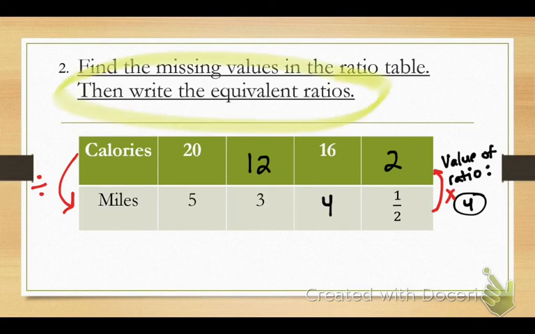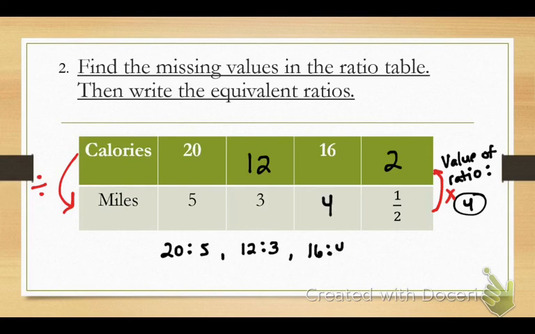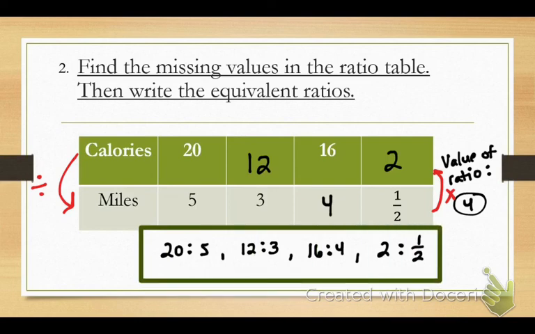Now we're going to go ahead. Remember the last part says to write the equivalent ratios. The first one is 20 to 5. Girls, the next one is 12 to 3. Boys, the third one? 16 to 4. And finally, what's the last one, guys? 2 to 1/2. And that is how you come up with equivalent ratios. Remember, always find the missing link, even if you don't see it right there in the middle of your box. You just have to be the one who figures out what the missing link is.